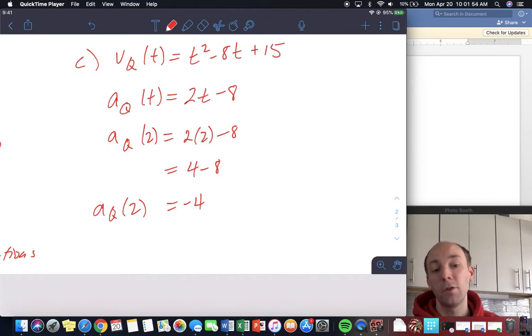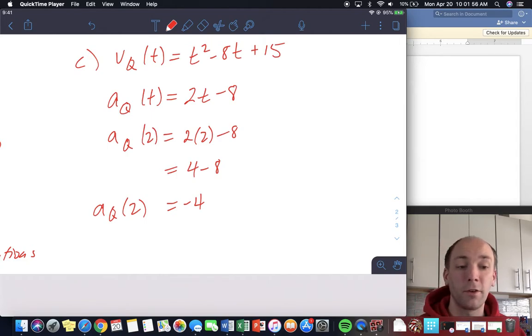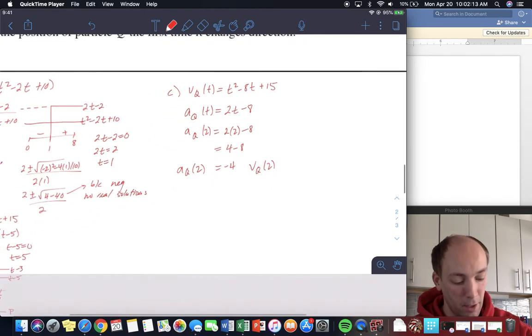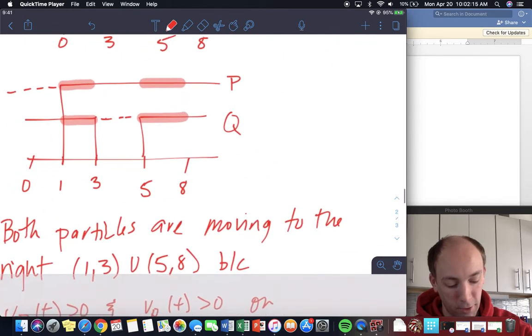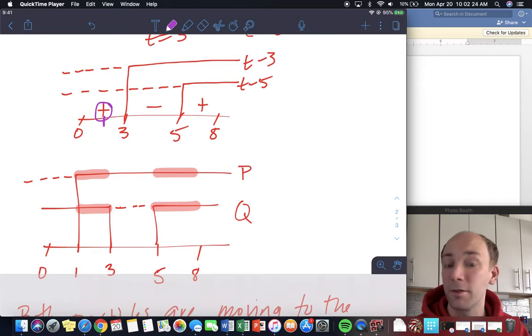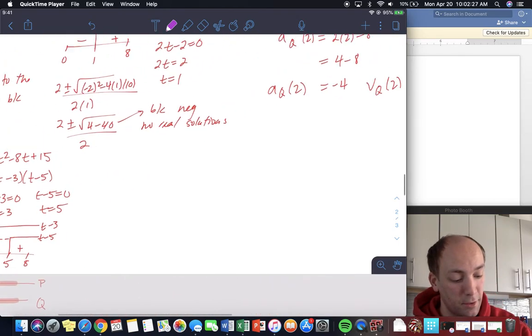And then it says, is the speed of particle Q increasing or decreasing at time t equals 2? To determine whether a particle is increasing or decreasing in speed, we need to look at the signs of both acceleration and velocity. So let's figure out whether the velocity at 2 is positive or negative. I don't care about the actual value. All that matters is is it positive or is it negative? Okay, so let's look at the sign chart here for Q. 2 would be between 0 and 3, where the velocity of Q is positive. So this velocity is greater than 0.